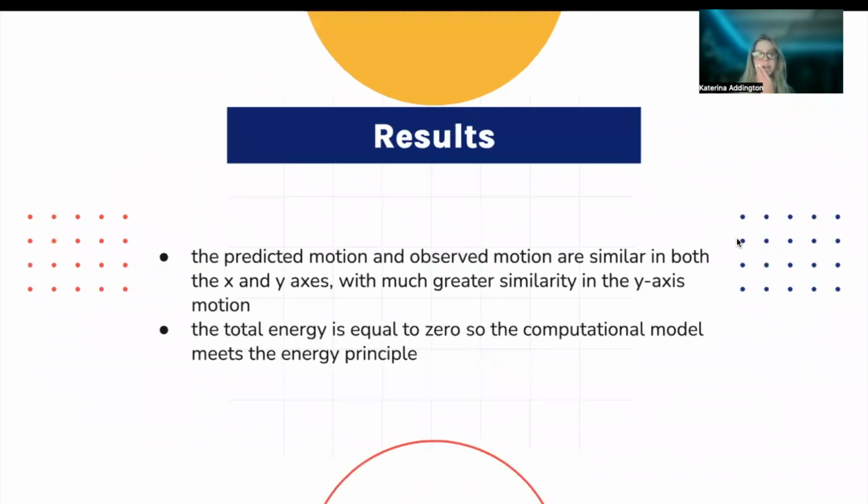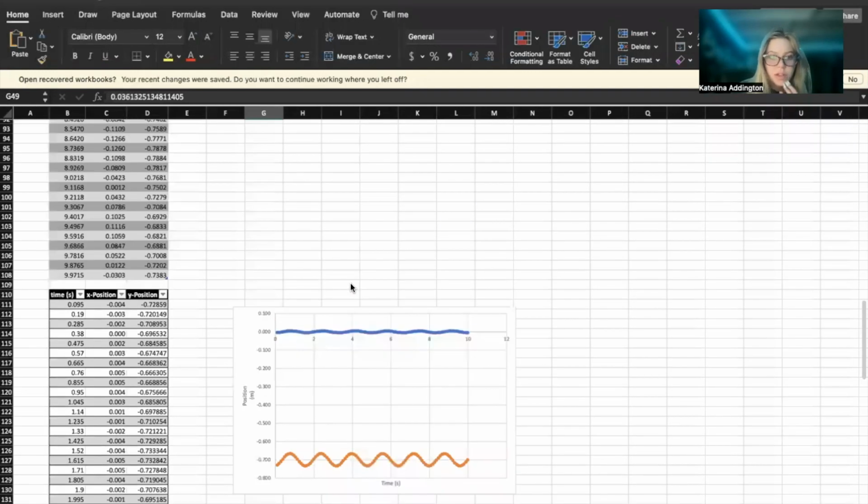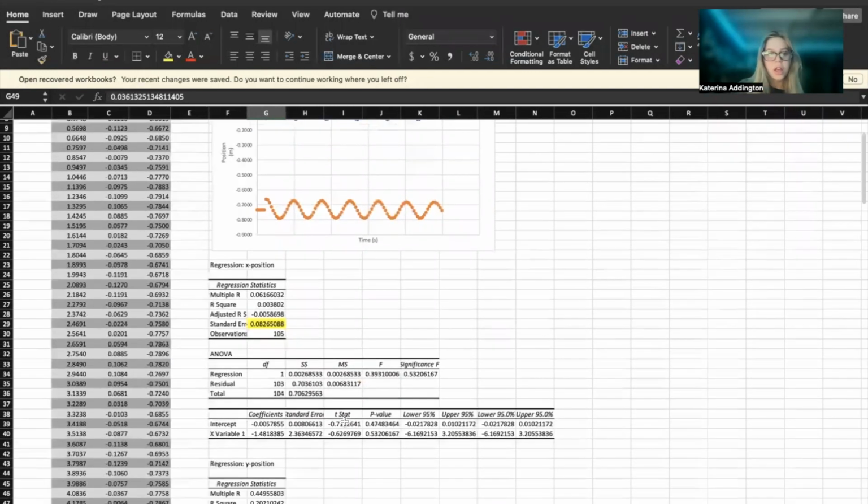So our results show that the predicted motion and observed motion are similar in both the X and Y axes. We definitely see more similarity in the Y axis motion. So here is the Excel diagram. This is observed motion up here.